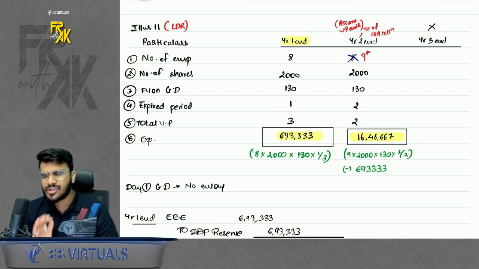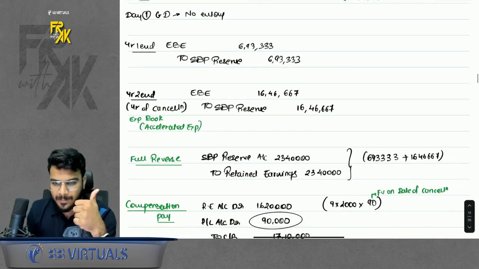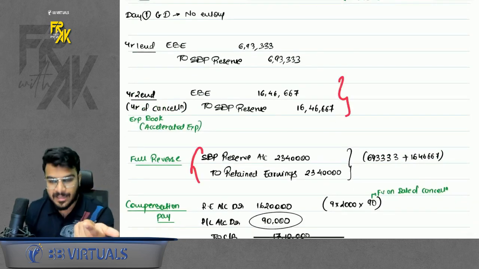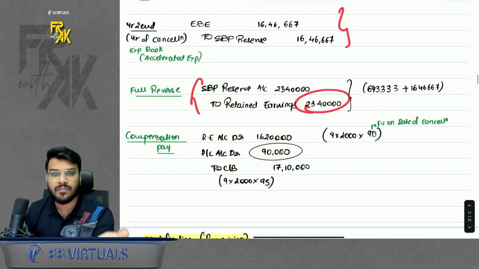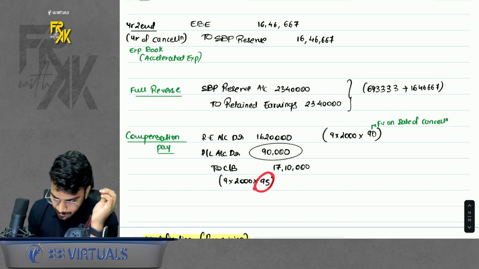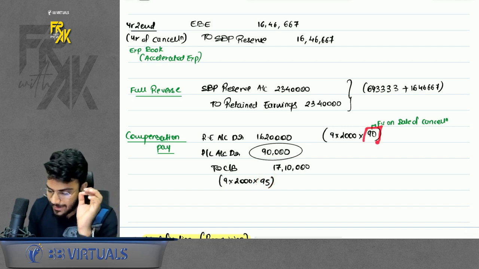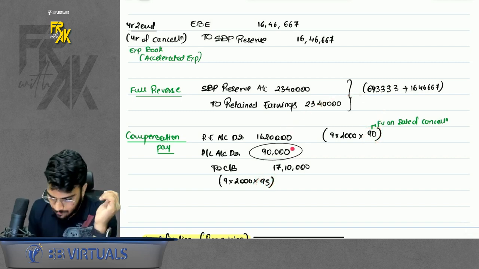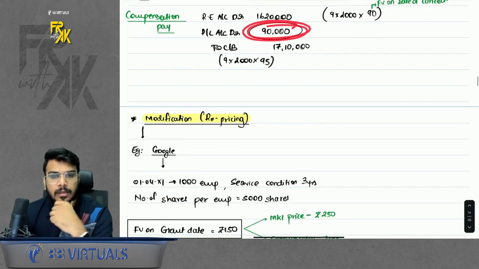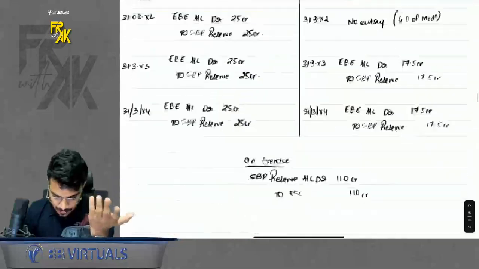So in the year of cancellation, just remember 3 things we have to do. Book the remaining expense, booked, sir. Then reverse the remaining expense, reverse to retained earnings, done, sir. Then pay off the compensation. You are making a compensation payment of 95, but the fair value is only 90. So debit only 90, the excess amount will go to profit and loss. That's it. This was the concept of cancellation and modification.